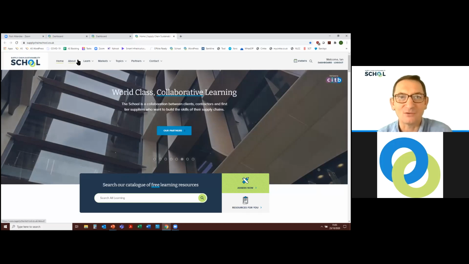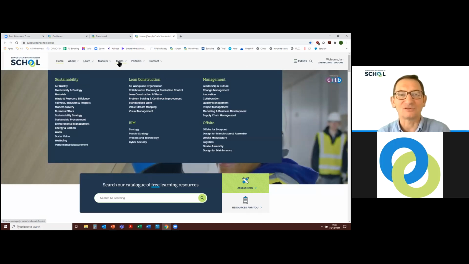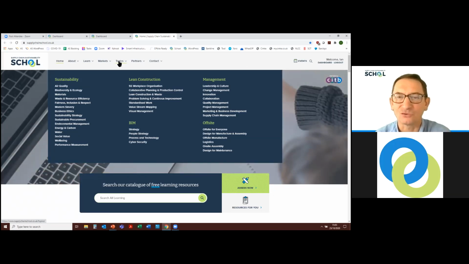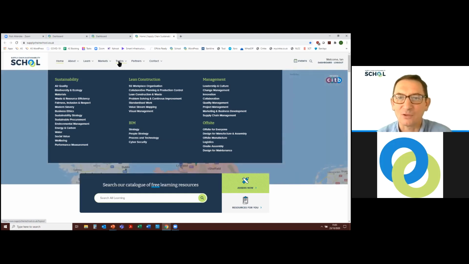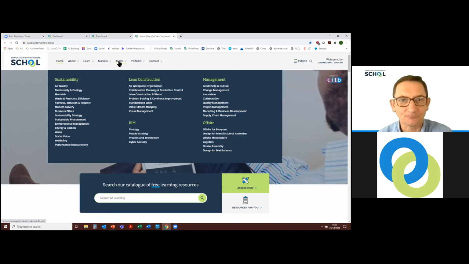You can see we've got the menu up at the top, which we call our mega menu, where you can pull down and see all the various topics I've just been talking about: sustainability, lean construction management, BIM and digital construction, and then offsite, as you can see there in front of you, where we take you through that process from DFMA through to manufacture, through to logistics, through to on-site assembly, and then on to maintenance.